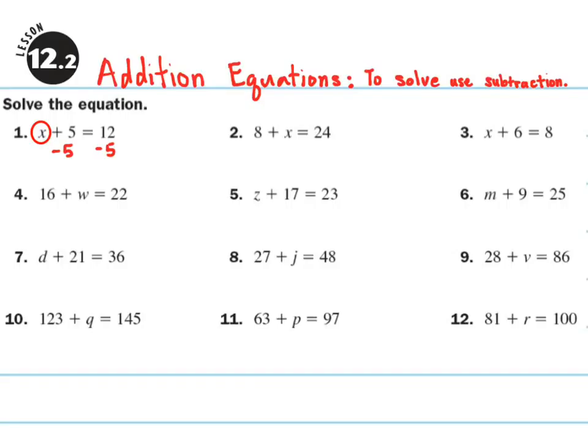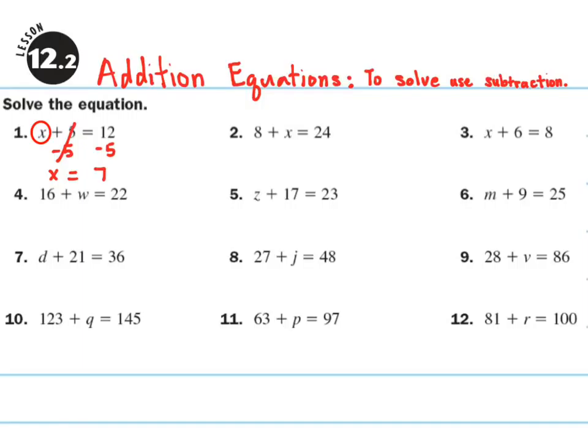Now you're going to see that I did it to both sides of the equation. We need to keep the equation balanced, so I'm going to do it to both sides. Now 5 minus 5 cancels out to 0, and I just call it zeroing out. That leaves me with x equals on this one side. On the other side, I subtract 5 from 12, and that equals 7.